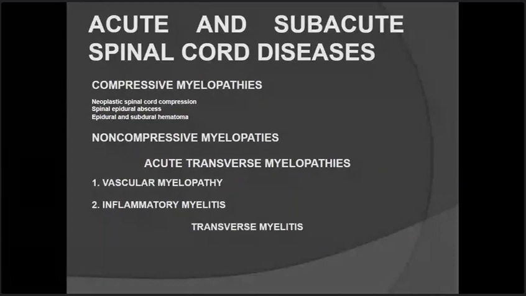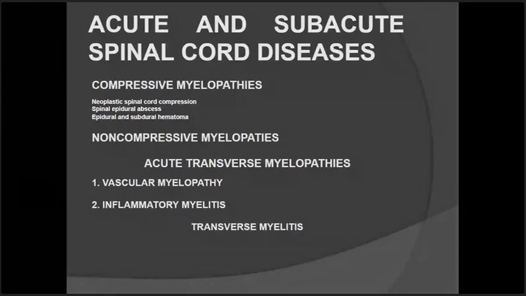First of all, we should exclude compressive myelopathy, because in acute and subacute spinal cord disease, especially the acute, you should decompress the spinal cord within 48 hours to prevent permanent damage. Whatever the cause, neoplastic, spinal cord epidural abscess, subdural or epidural hematoma, compressive myelopathy gives an extramedullary cord lesion.